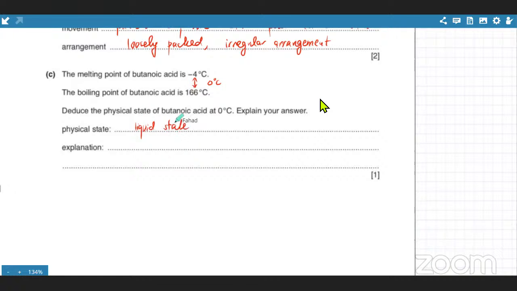And the simple explanation that you're going to give is that the temperature is higher than the melting point and lower than the boiling point.